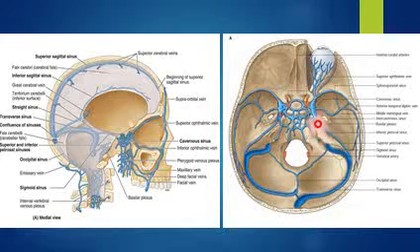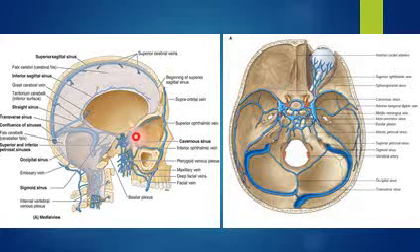and then the cavernous sinus itself is drained by the superior petrosal sinus and inferior petrosal sinus. The superior petrosal sinus drains into the transverse sinus on each side, while the inferior petrosal sinus drains directly into the internal jugular vein. The two cavernous sinuses are connected by anterior and posterior intercavernous sinuses.